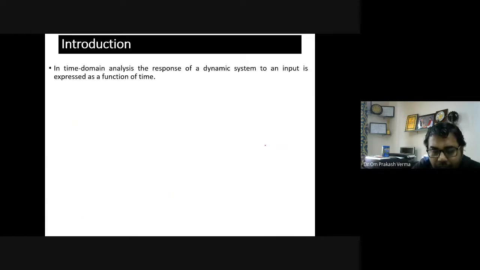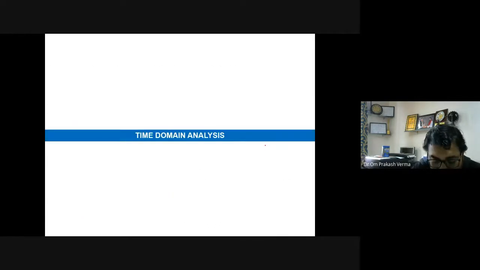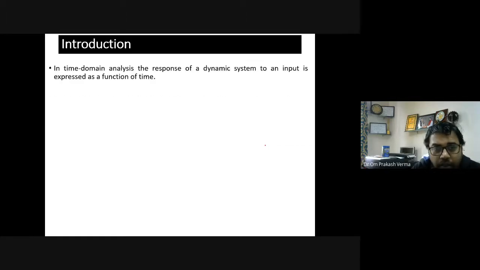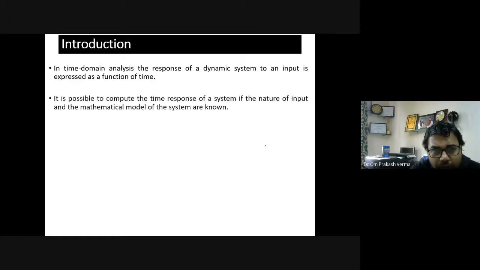Now come to the time domain analysis. You already have studied these things in your 5th semester control system class. So in the time domain analysis, why are you going to study it? You have developed the model, you have developed the transfer function. But what is the use of that model? Why are you going to develop that model?